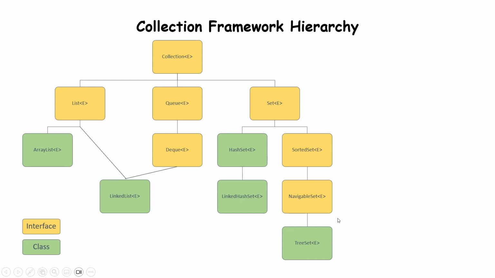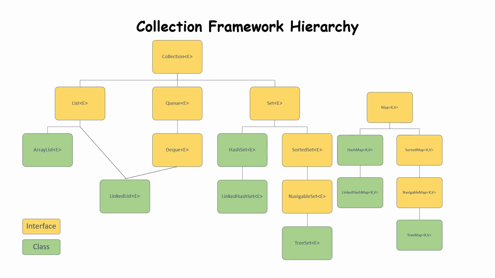We are going to see with the help of code what is the difference between these three, and I hope you are guessing right that we are missing the map. So map is here, and this map is a key value pair, guys. So this is not a child of collection, but overall it's a part of your collection framework.